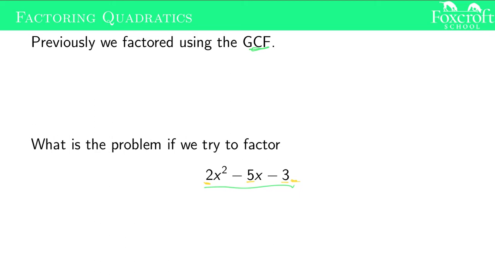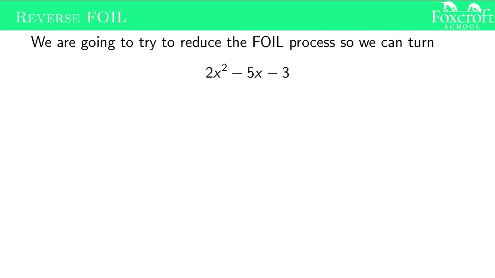We want to see if we can still break this down into component parts. And what we're going to do is basically reverse FOIL. We're going to reverse the foiling process, so that we can turn this quadratic that has no common factors into this: 2x plus 1 times x minus 3. And it seems really weird to students at first, if this is your first time learning this, that one term with an x squared breaks down into these 2 individual terms.